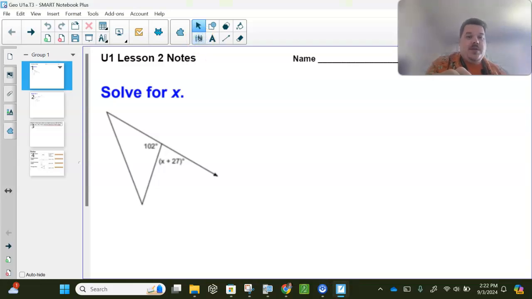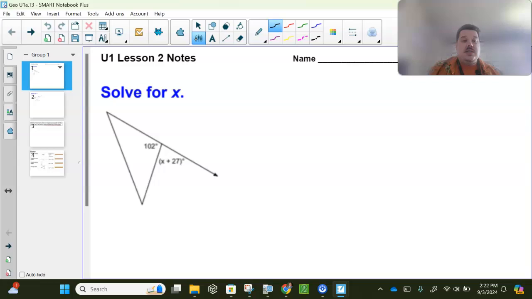All right, geometry. Today we're going to continue talking about angle pairs, but we're going to utilize the angle pairs to solve for missing variables. So we're going to look at angle pair equations. We're going to be referencing our notes from our previous lesson quite a bit.